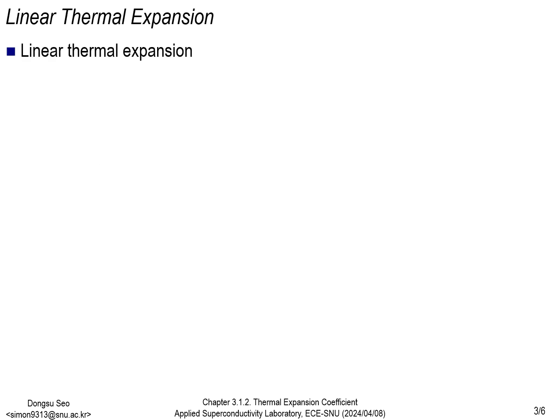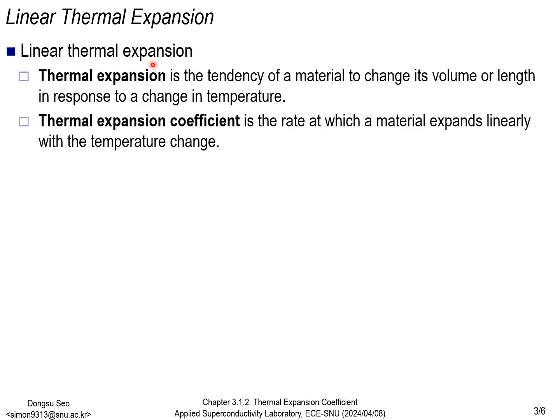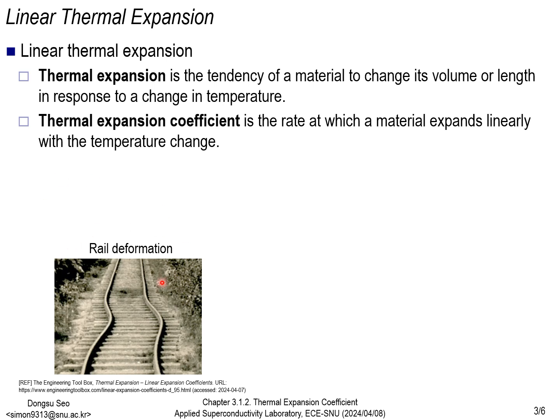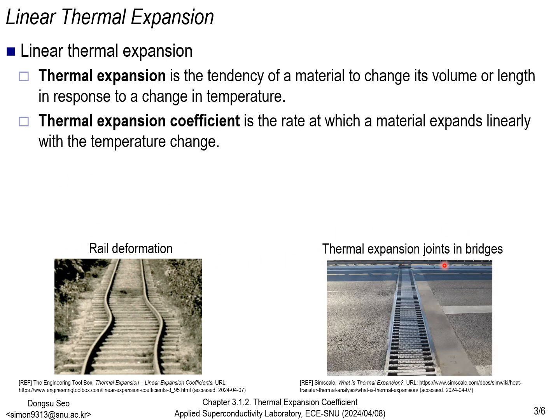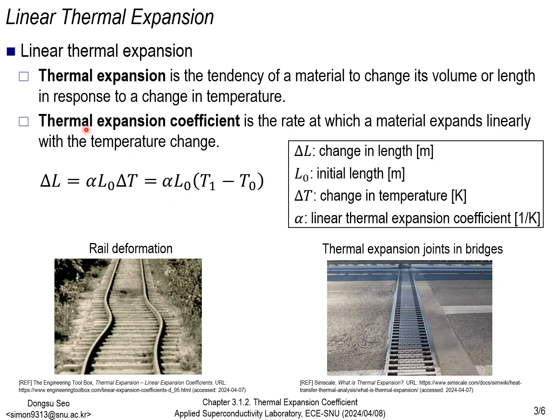First, linear thermal expansion is the tendency of a material to change its volume or length in response to a change in temperature. The representative examples are rail deformation because of the thermal expansion in the rail, and the thermal expansion joints in bridges to prevent the deformation. The coefficient of thermal expansion is included in the equation, which is the rate at which a material expands in response to the temperature change.